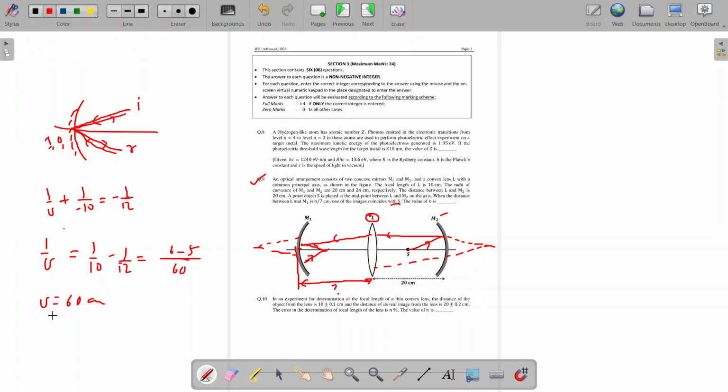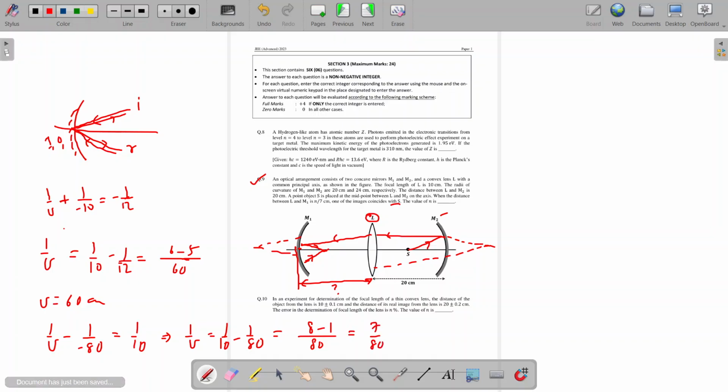So the image's distance from the lens would be 80 centimeter. So then we would apply the lens formula 1 upon v. The object is at 80 centimeter and the focal length of the lens is 10. So this implies 1 upon v is equal to 1 upon 10 minus 1 upon 80. So this is 8 minus 1. So it is 7 upon 80. This is where the image is formed.